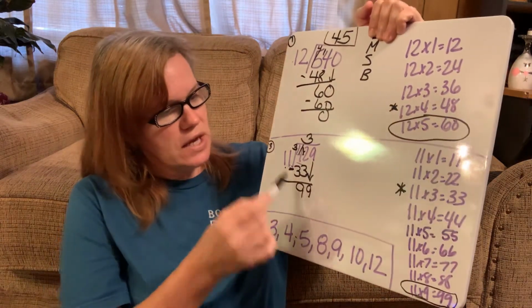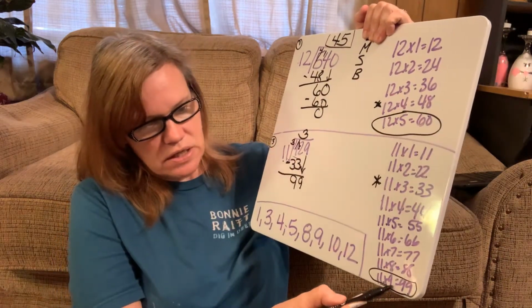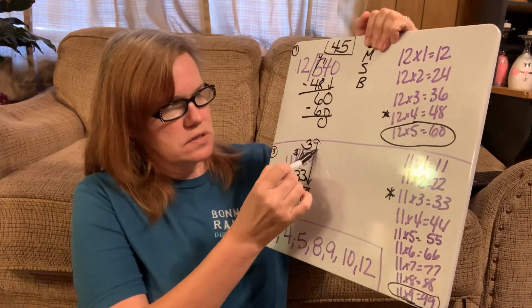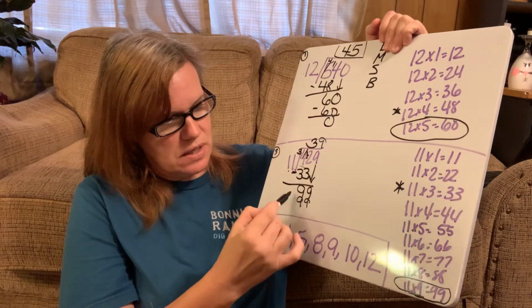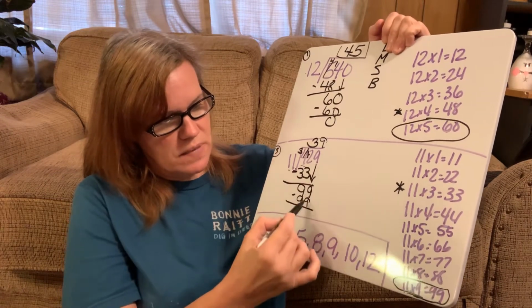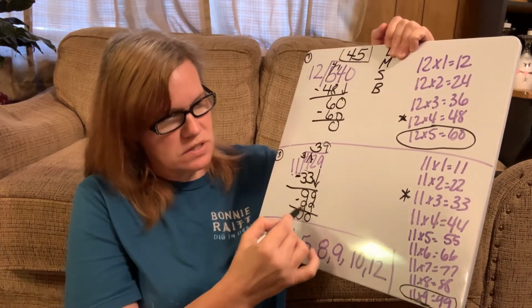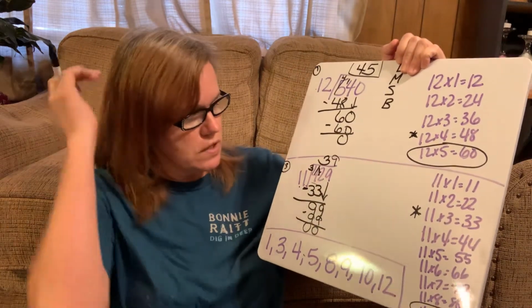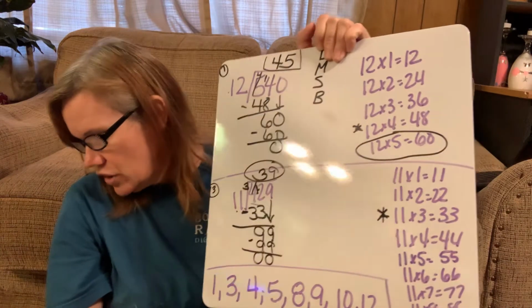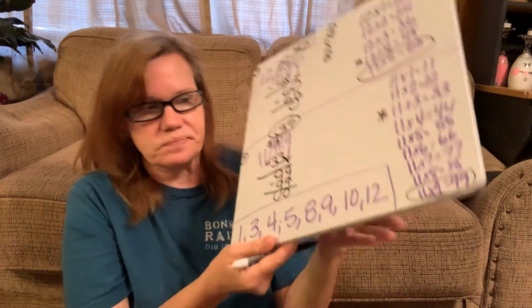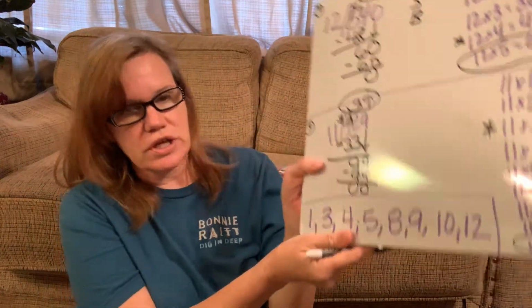So 99 divided by 11 is 9. 9 times 11 is 99. I subtract. 9 minus 9 is 0. I don't have any remainder left over, and I don't have a number to bring down, so my answer is 39.